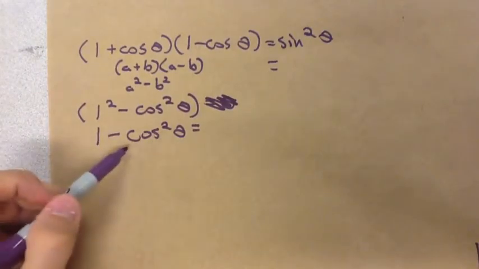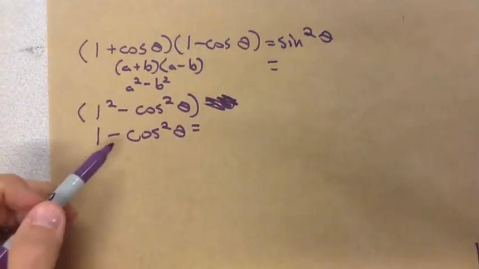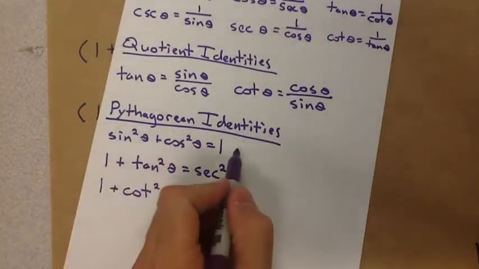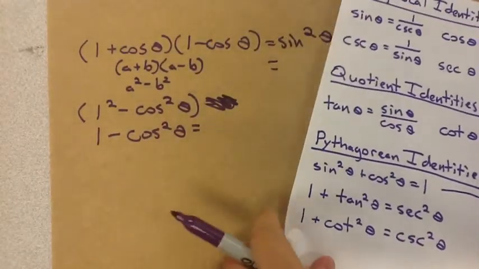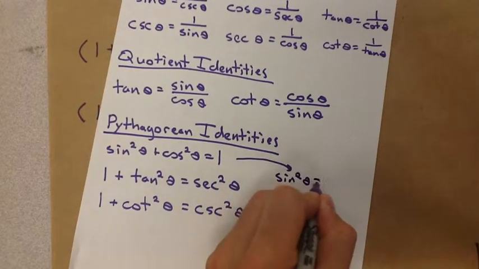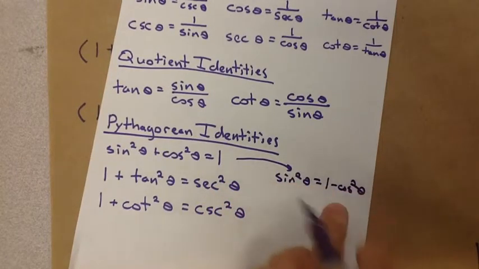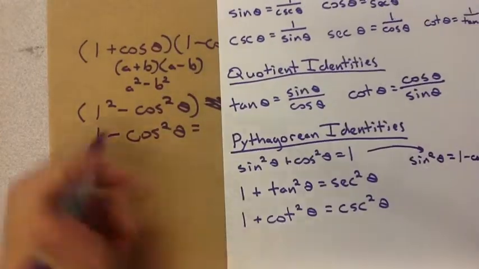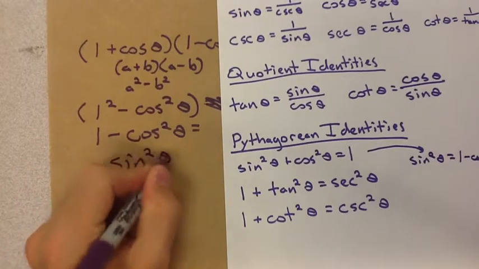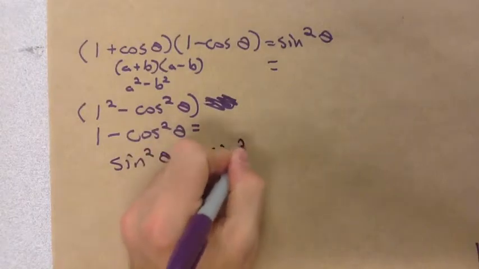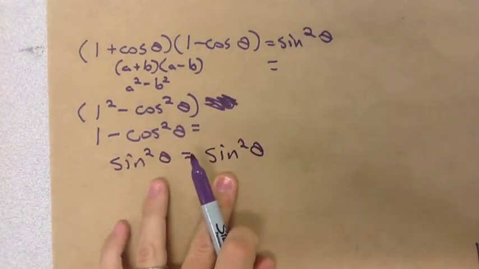We don't have anything written there like that, but if we look at our Pythagorean identity, if I took it and rearranged it and isolated sine, which I can do, I can move that over and make this into sine squared theta equals 1 minus cosine squared theta. I now want to replace that right here with sine squared theta, and by doing that, we get sine squared theta equals sine squared theta, which is what we wanted.